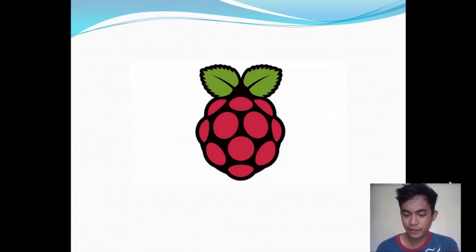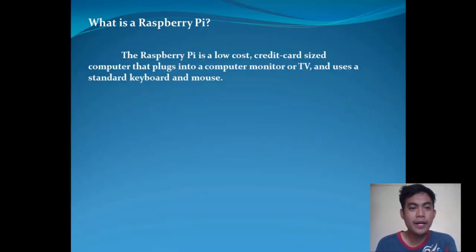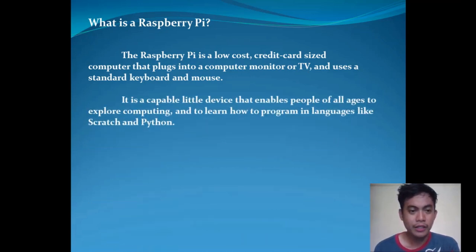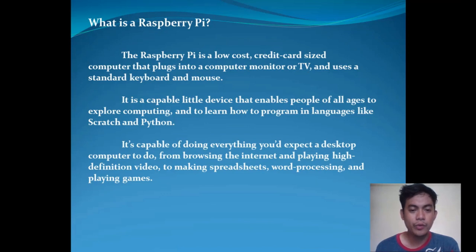And what is Raspberry Pi? Raspberry Pi is a low-cost, credit card-sized computer that plugs into a computer monitor or TV, and uses a standard keyboard and mouse. It's a capable little device that enables people of all ages to explore computing and learn how to program in languages like Scratch and Python. It's capable of doing everything you expect a desktop computer to do, from browsing the internet and playing high-definition video, to making spreadsheets, word processing, and playing games.